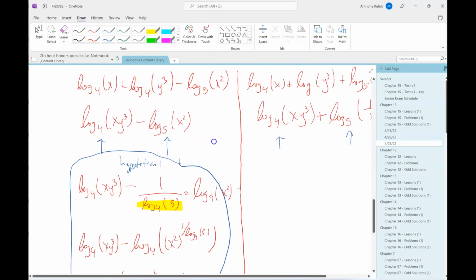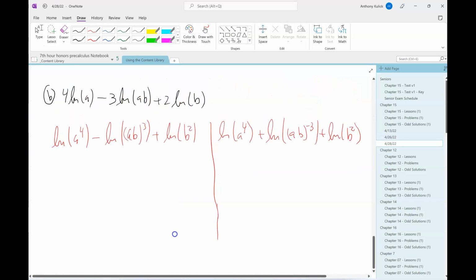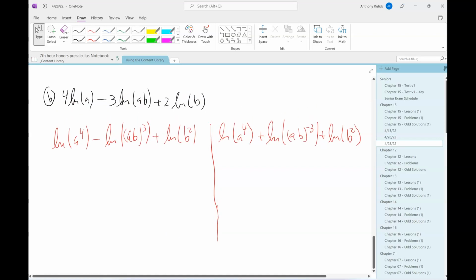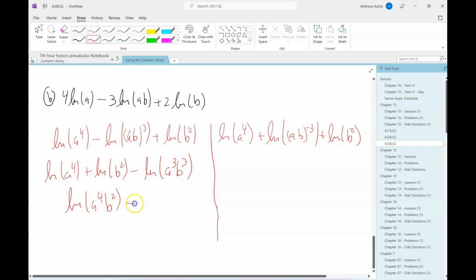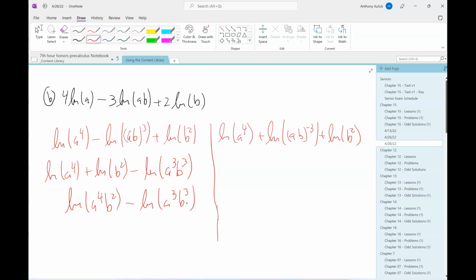So the way to think about this is remembering that we can add things in any order we want. So I could think about it this way, and then it's much more obvious that, yeah, of course, the product property is occurring between the log a to the 4th and log b to the 2nd.